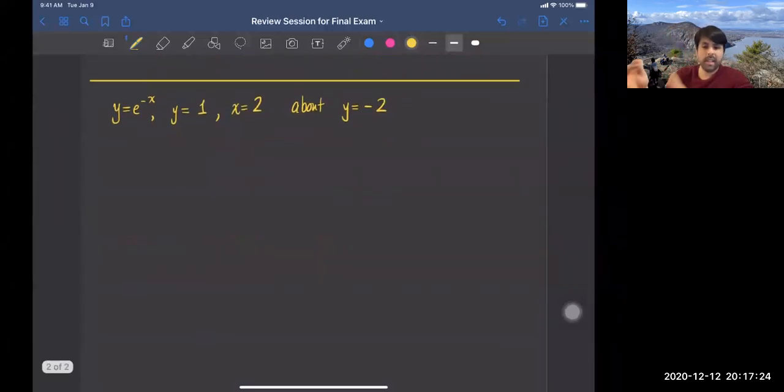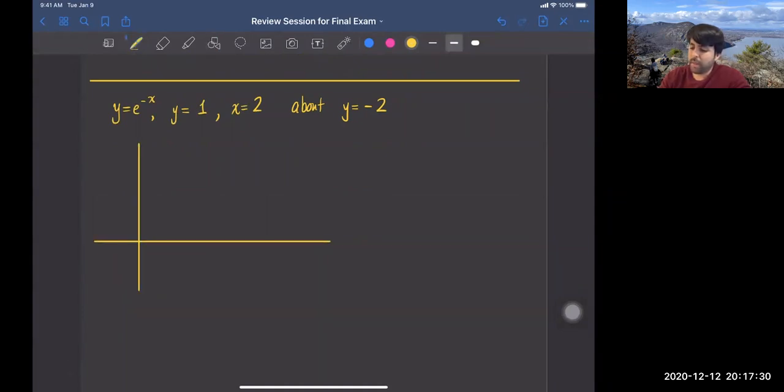Now, again, the hardest part is setting up the integral. So if I were to do the same exact drawing, I'm going to have e to the negative x like this, right? This is y equals e to the negative x. And then I would have, again, the constant function y equals 1, and x equals 2. So then look what I have. I got the same sketch, same region.